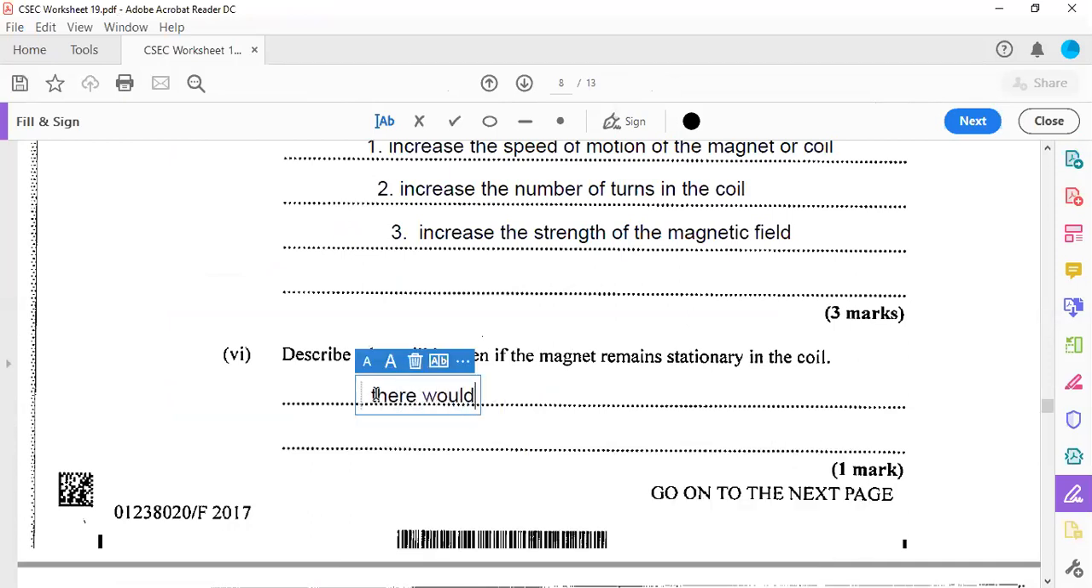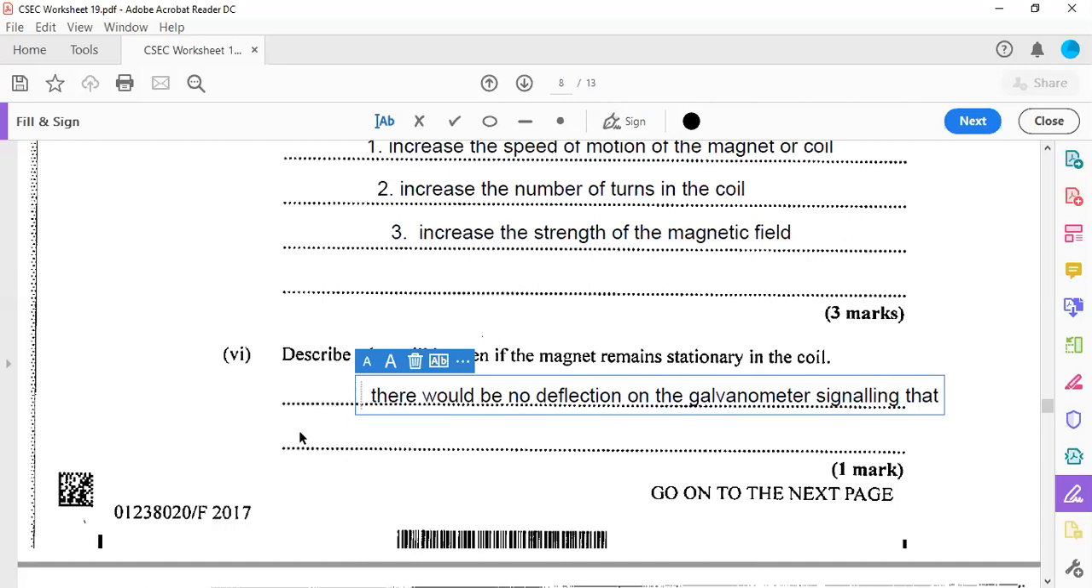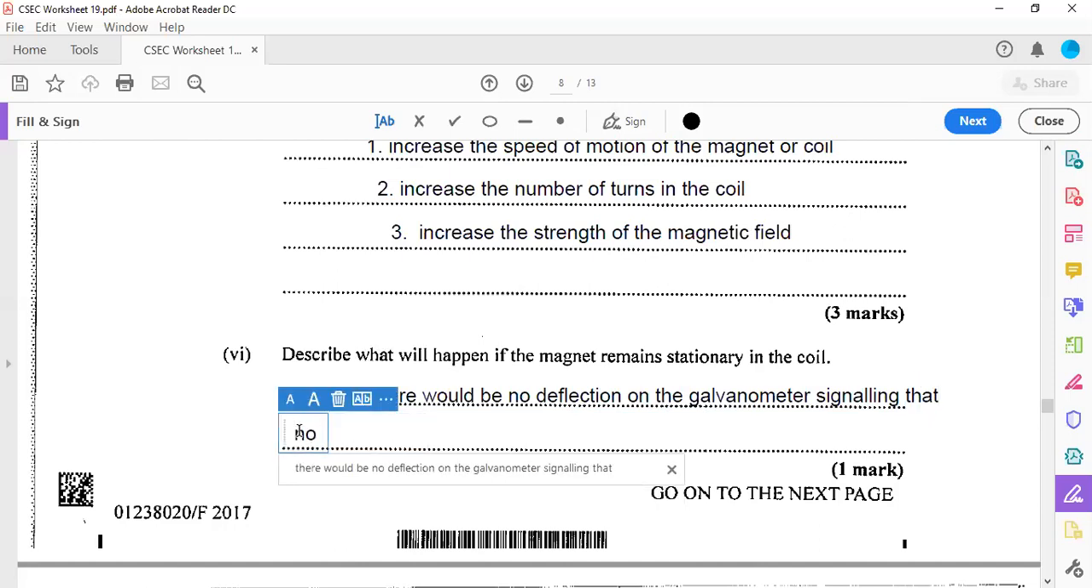There would be no deflection on the galvanometer, signaling that no induced EMF was produced.